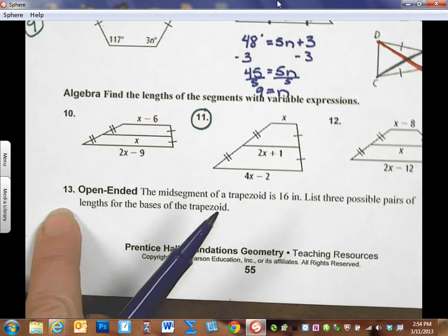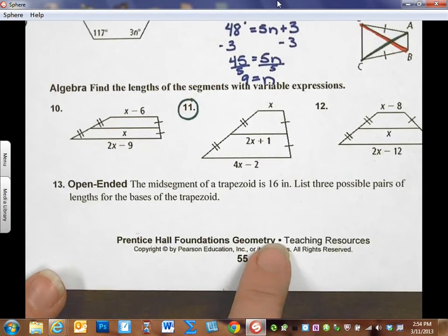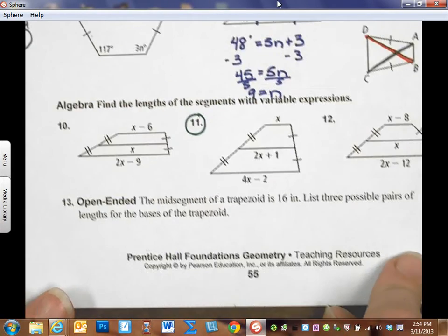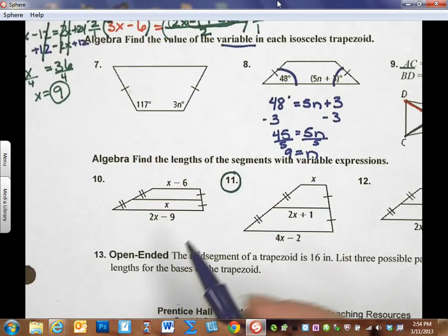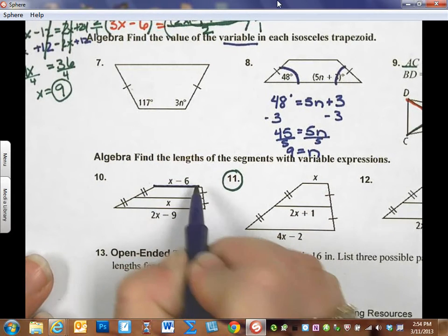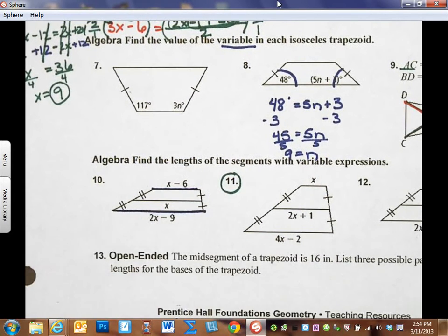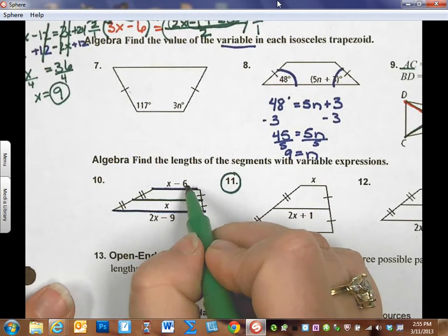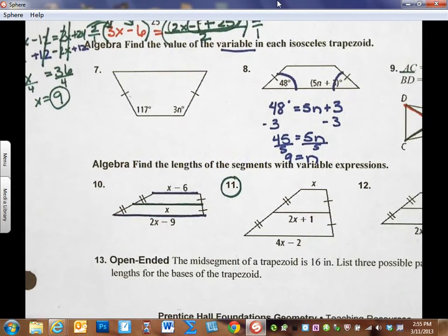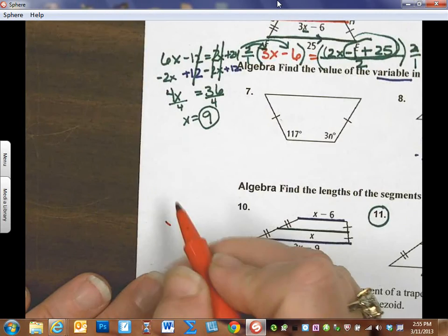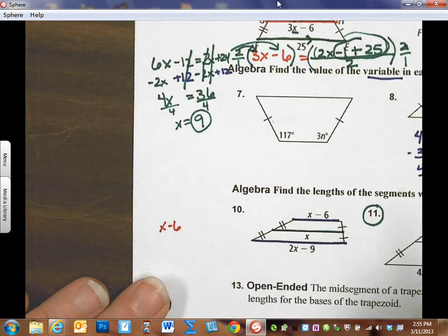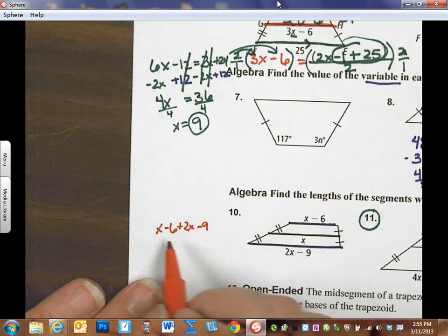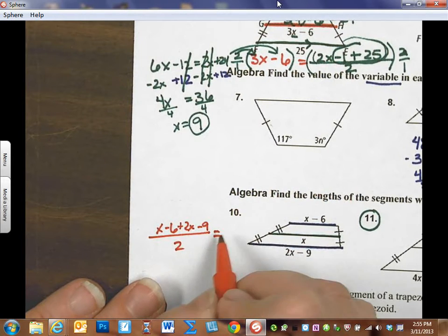13 down here. You know, I can do another one of these. Let's do number 10, just to help you with this mid-segment problem that you have for 11. Once again, I have two sides, and I know that this side is half, or the average, of these two. So we have x minus 6 plus 2x minus 9, over 2, and that's going to equal just plain x.